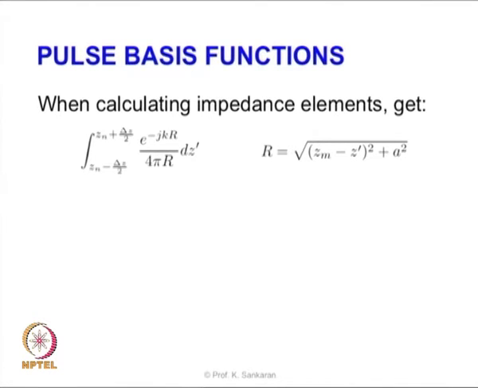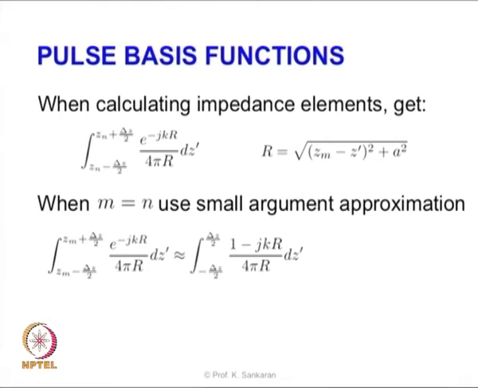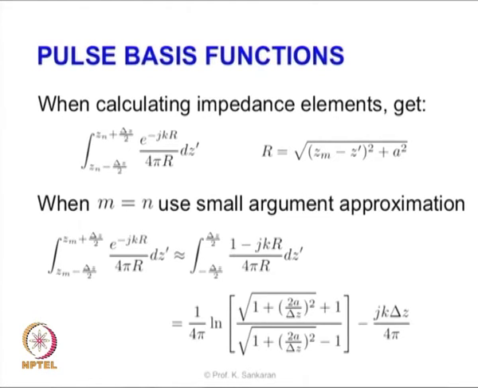When calculating the impedance itself, we can assume certain approximation. The approximation is when m is equal to n we use the small argument approximation, where this integration from Zm minus delta z by 2 to Zm plus delta z by 2 will be approximately equal to the integration going from minus delta z by 2 to delta z by 2. So in that sense the integration has a closed form expression which is given by this form, and we can get an analytical solution for this using this expression.